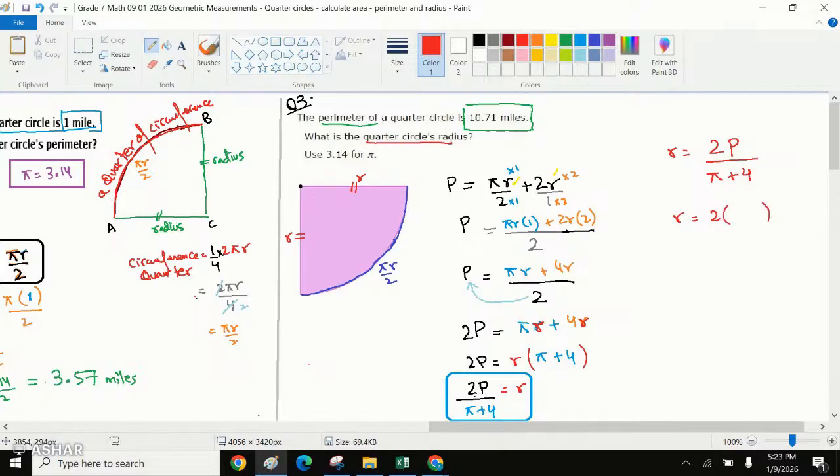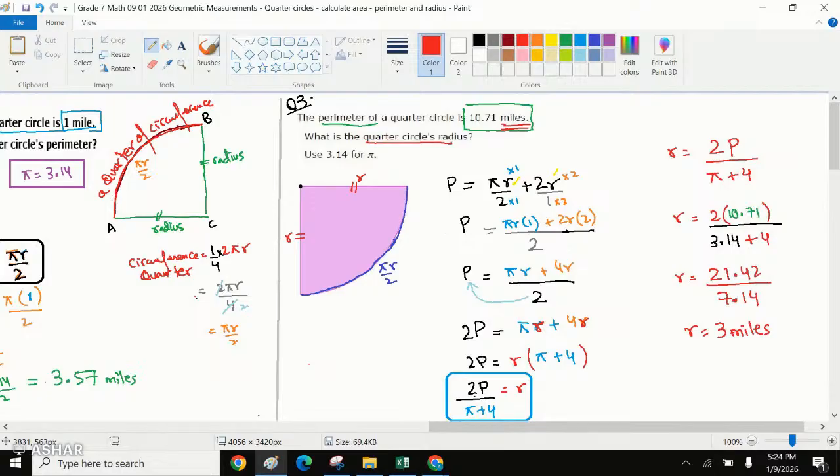The perimeter given was 10.71, divided by pi. The value of pi is 3.14, plus 4. While simplifying, 10.71 multiplied by 2 is 21.42, divided by 7.14. So when we divide 21.42 by 7.14, the radius comes out to be 3 and the unit we have to use is miles. Okay, do we agree on this?